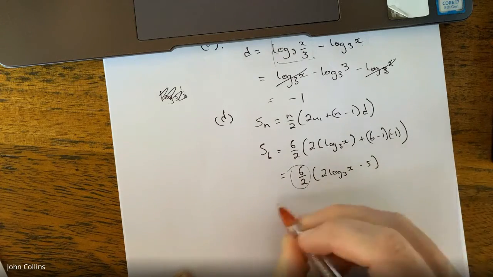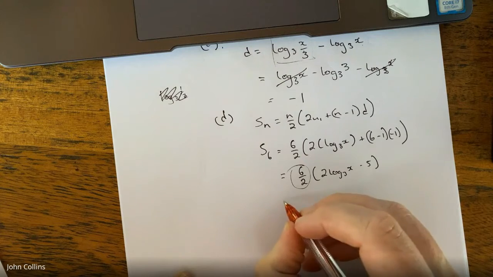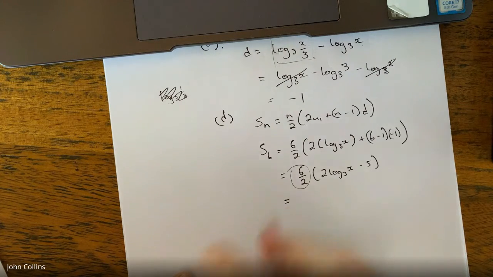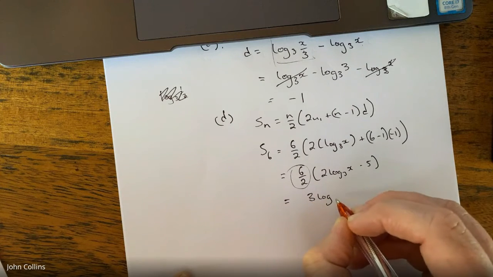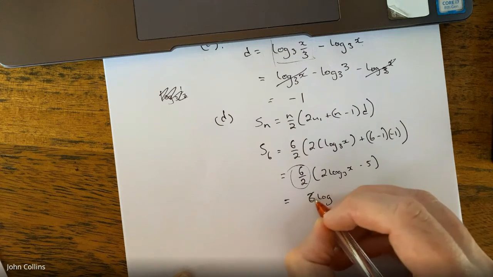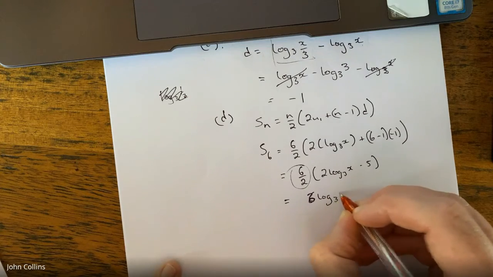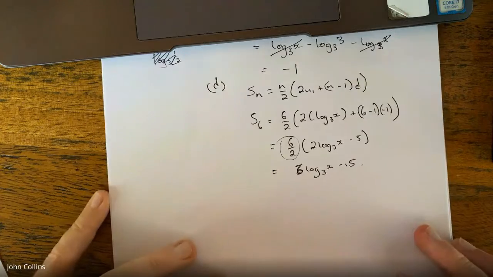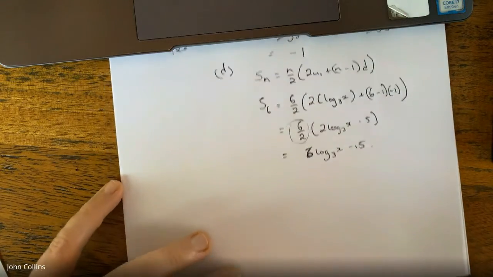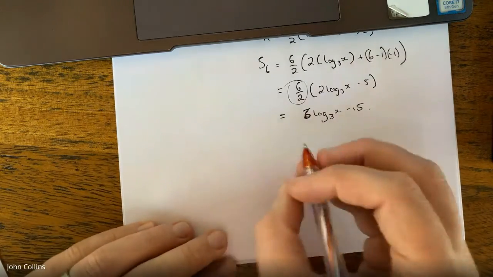You're going to get 6 over 2, and that's 2 log 3 to the x, and that's minus 5. And then when you apply that 3 multiplied in, you get what they are asking to show: 6 log 3 to the x minus 15. Okay, and that's what we were asked to show. Very nice 3 marks there if you got that in the exam. Part E then.